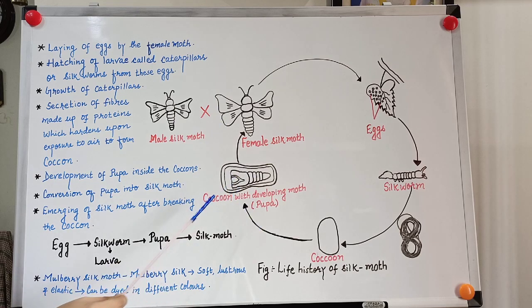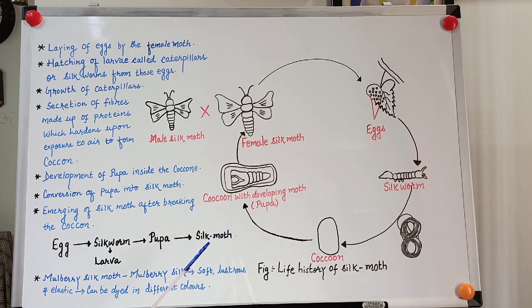We may summarize the life cycle as from eggs. The first stage of the life cycle is eggs. From eggs hatch the caterpillar or larva or silkworm. These silkworm develop into pupa inside the cocoon. This pupa develops into the silk moth, and the life cycle is repeated.